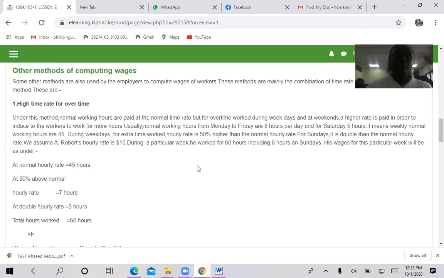Okay, so if you work extra hours on weekdays, you're supposed to be paid 50% higher than the normal hourly rate. Normal hourly rate is 100%. So for weekday overtime it is supposed to be 150%. And for the weekend, it's supposed to be double, meaning 200%. Okay.